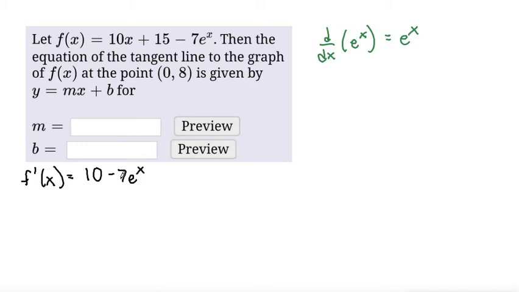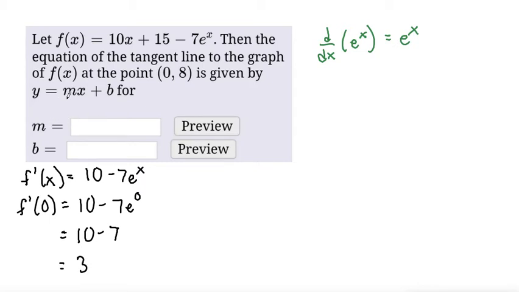So that'll be our derivative, and we need to plug in our point. Our x value is 0, and we only have an x in the equation, so let's find f prime of 0, which is 10 minus 7e to the power of 0. And the rule is that anything to the power of 0 is equal to 1. So we can simplify this to 10 minus 7. We could write times 1, but that won't change anything. 10 minus 7 is equal to 3. So that is the slope of our tangent line.